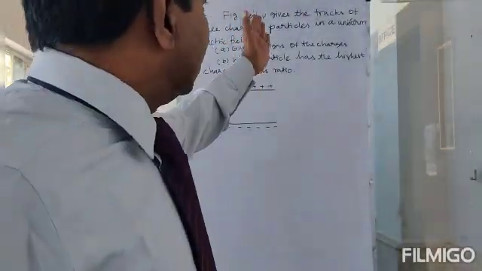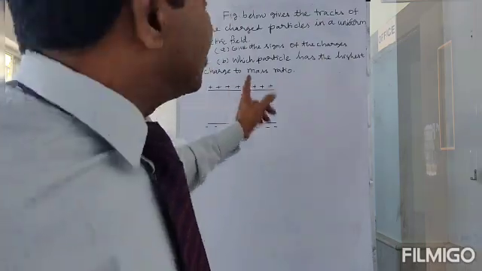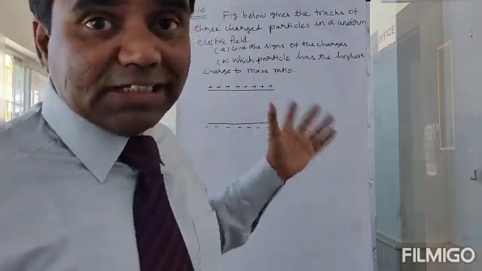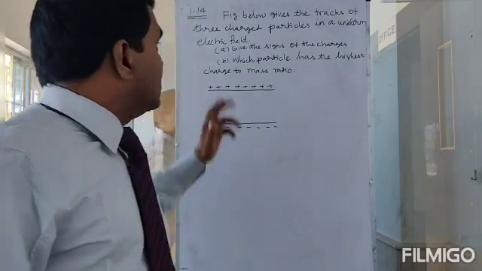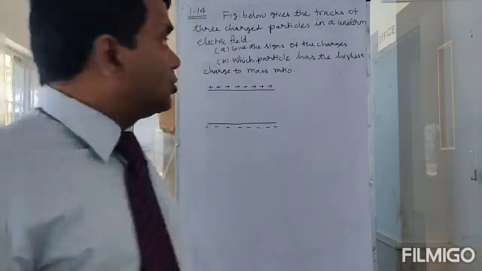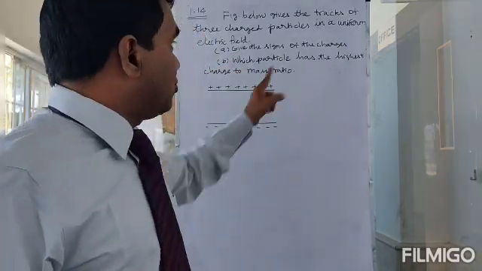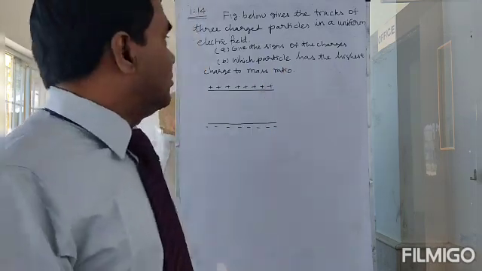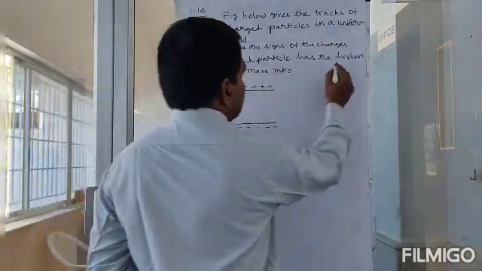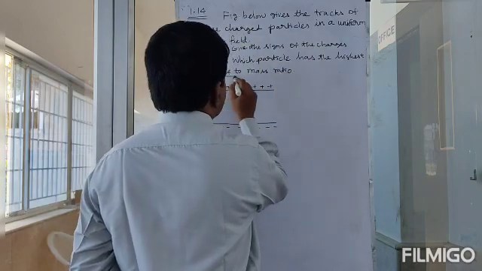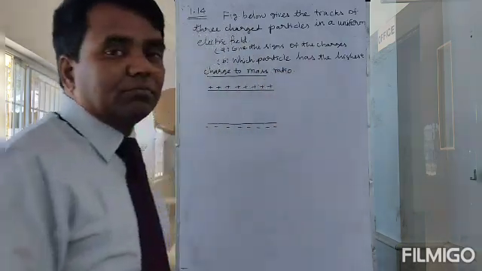The figure below gives the tracks of 3 charged particles in a uniform electric field. A. Give the signs of the charges, and B. Which particle has the highest charge to mass ratio? Okay.